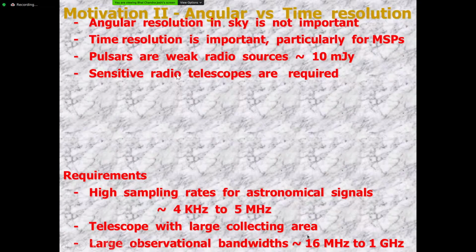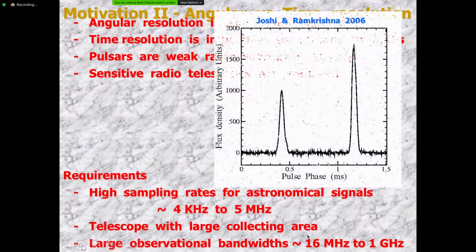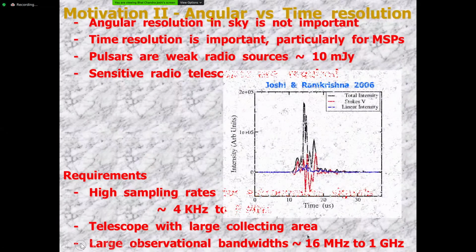And you need a large telescope because pulsars are very, very weak radio sources. So these are some examples of high time resolution. This is coherently dispersed data for the fastest or the second fastest pulsar, 1937. And you can see a very clear two-pulse structure there. The time resolution here is 200 nanoseconds. So that's the kind of time resolution which one is talking about.